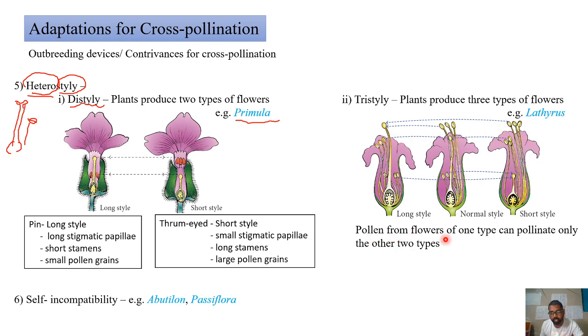That is, pollen grain from the flowers of one type can pollinate only other two types, not the same type. This is not possible. The same way from this, the pollen grain can be transported onto this or maybe onto this, but not onto this. The same way here also. This you can see in the case of Lathyrus plant. This is the tristyly. So both distyly and tristyly are increasing the chances of cross fertilization, cross pollination.